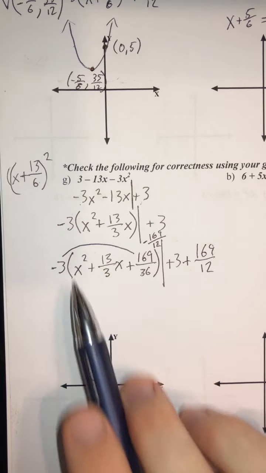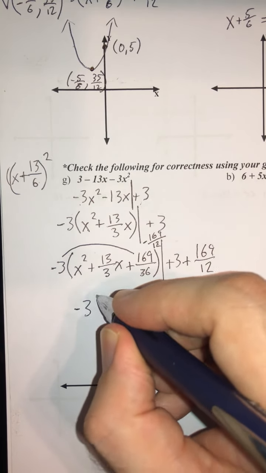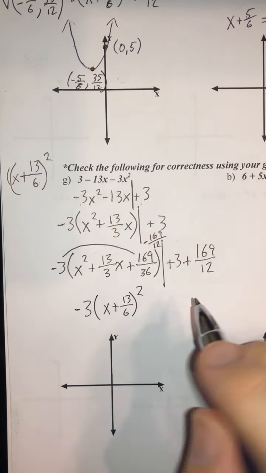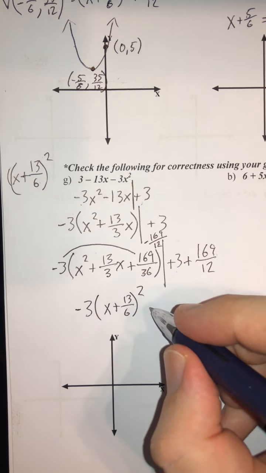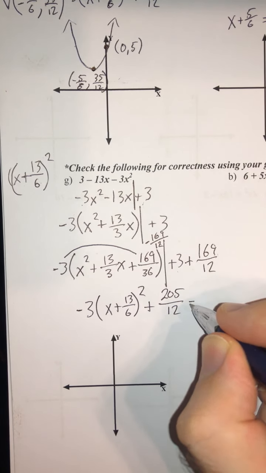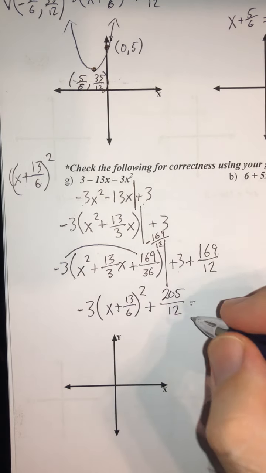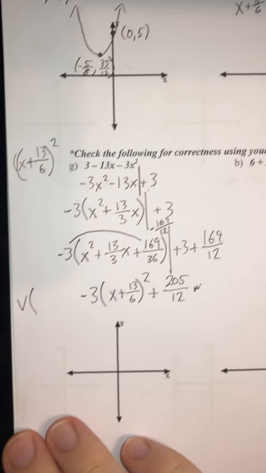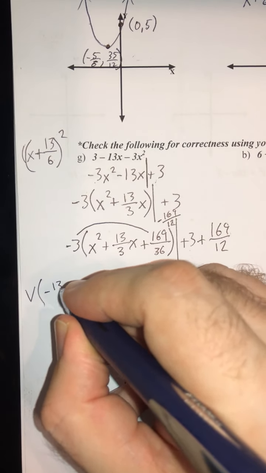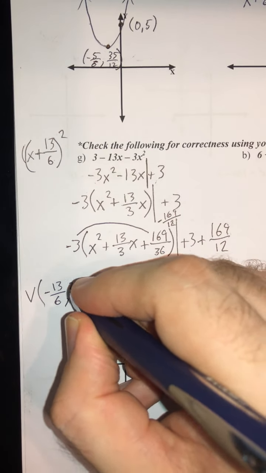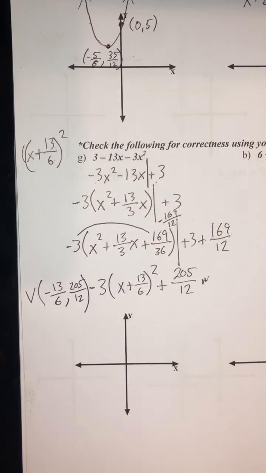And then simplify this. This bracket is the perfect square. So minus 3 times x plus 13 over 6 squared. And then this, plug it in your calculator, you get plus 205 over 12. And that's our expression. So from this we get our vertex, which is negative 13 over 6 and 205 over 12. So like I said, we get some really nasty numbers.